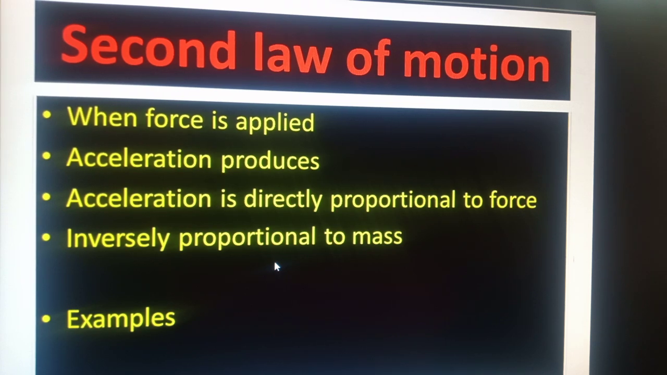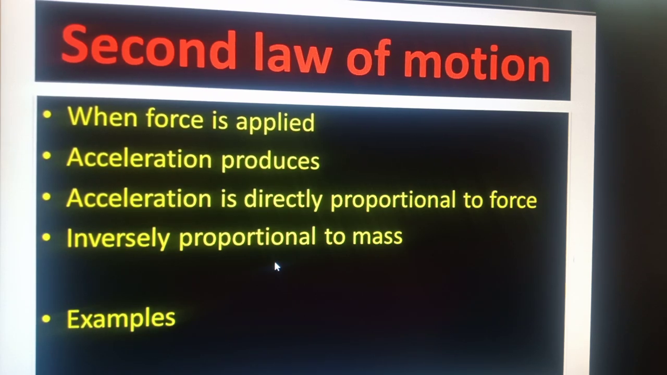How much acceleration will be produced? It depends upon two things. One is the amount of the force that we are applying, and second is the mass of the body. The more the force, the more will be the acceleration. This is the direct relation between force and acceleration produced. And the more the mass, the less will be the acceleration. It is the inverse relation between acceleration and mass. A massive body will produce less acceleration for the same force than a lighter body.